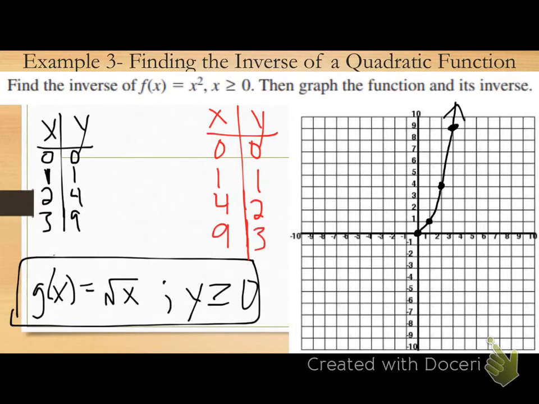If you notice, we just switched our domain and range, our inputs and our outputs from our original function, didn't we? That's what happens on an inverse. So I can just graph these ordered pairs. 0, 0. 1, 1. 4, 2. 9, 3.